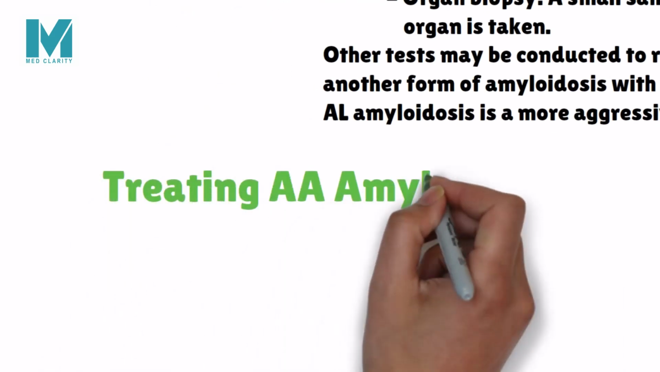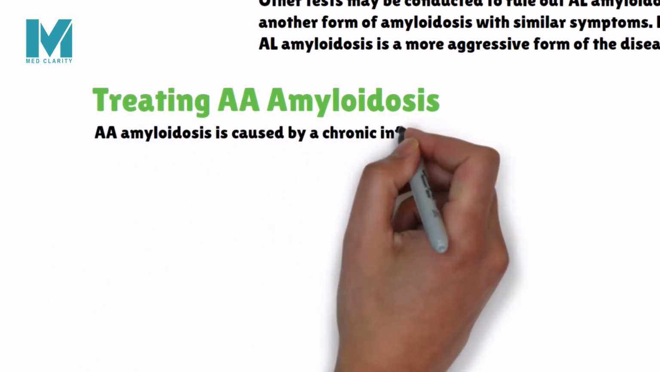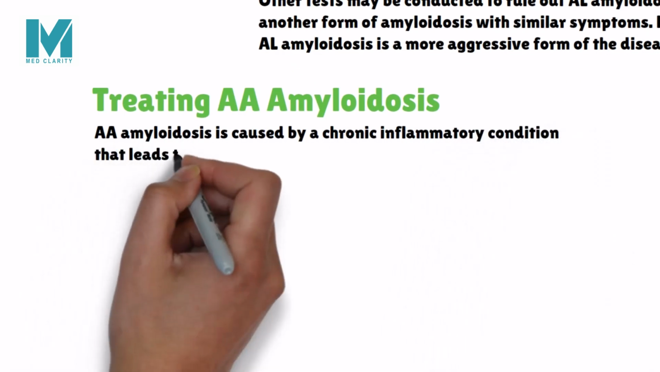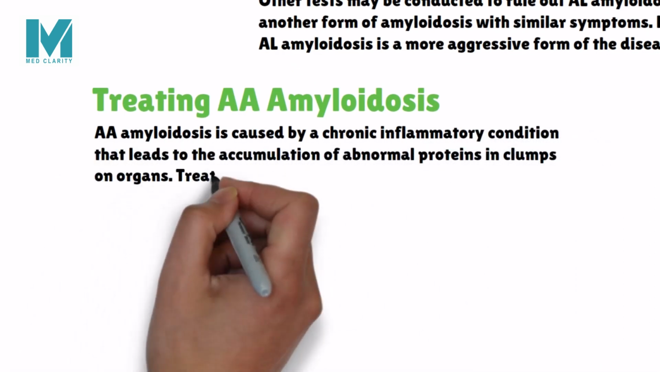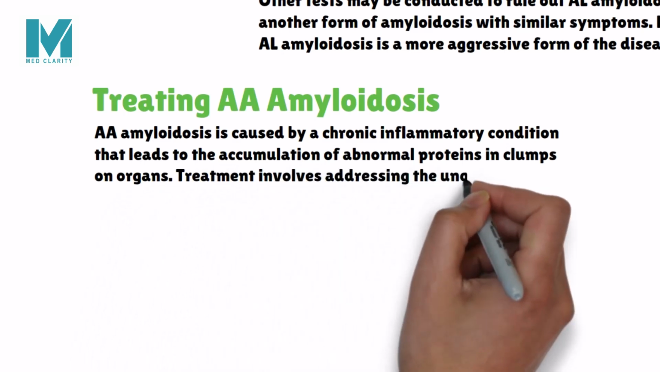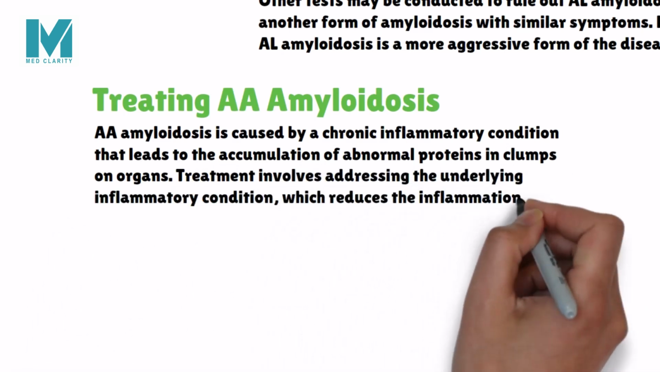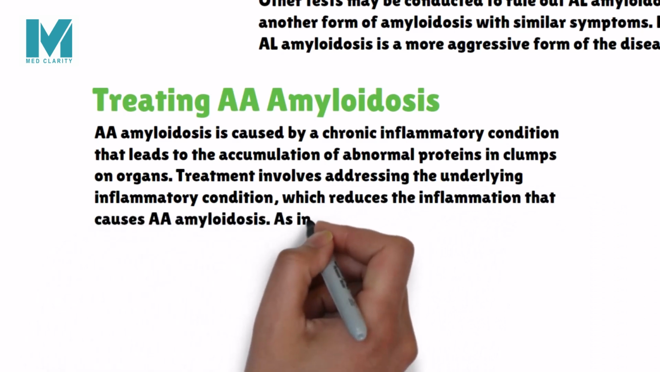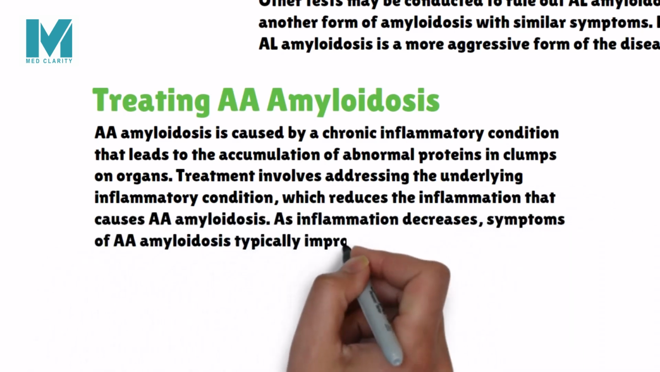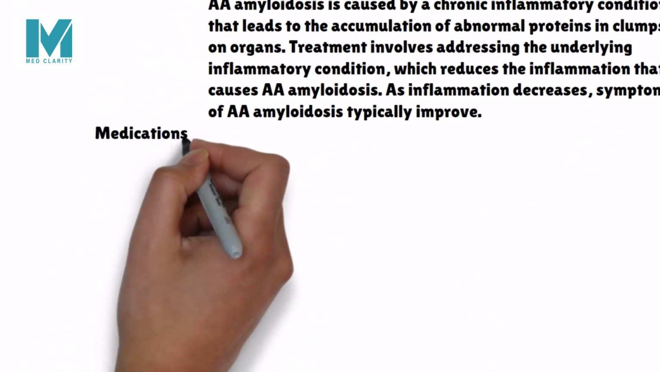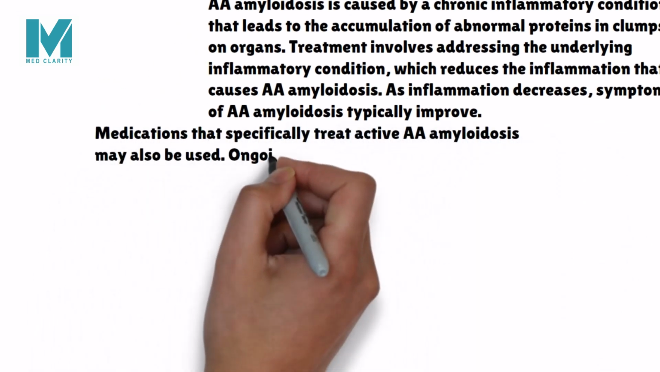Treating AA amyloidosis. AA amyloidosis is caused by a chronic inflammatory condition that leads to the accumulation of abnormal proteins in clumps on organs. Treatment involves addressing the underlying inflammatory condition, which reduces the inflammation that causes AA amyloidosis. As inflammation decreases, symptoms of AA amyloidosis typically improve. Medications that specifically treat active AA amyloidosis may also be used.